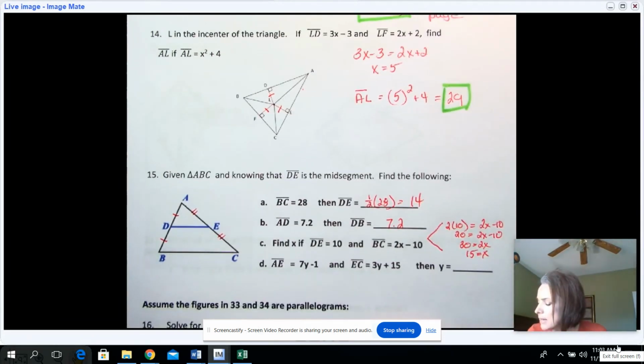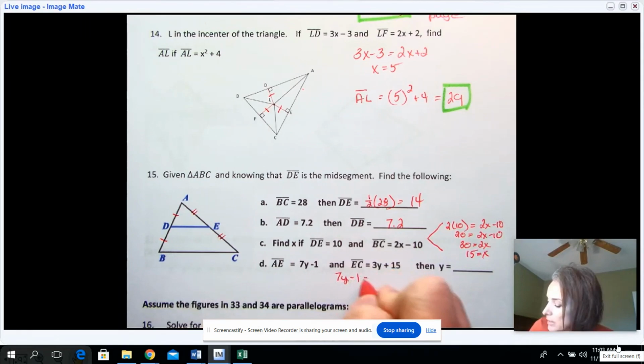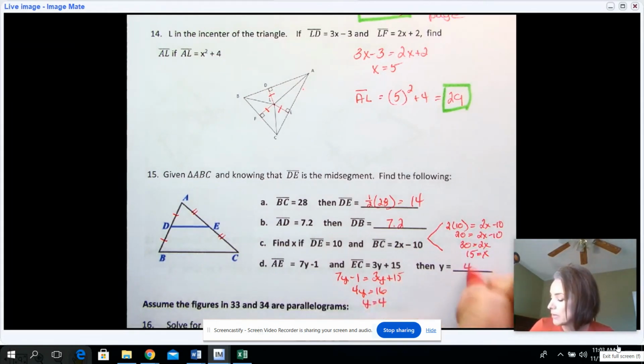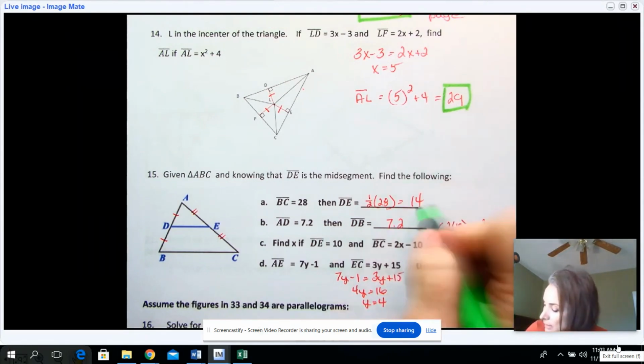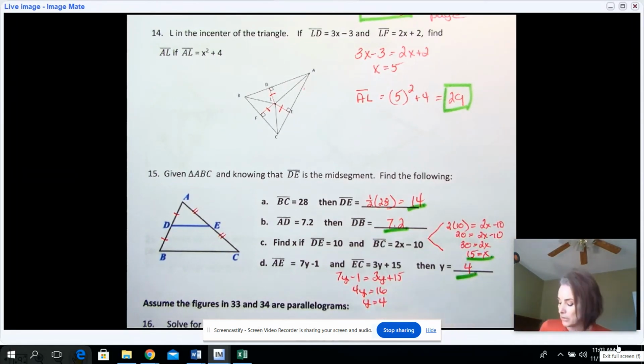And then AE and EC, we know AE and EC are congruent because that's the midpoint. So now we would say 7y minus 1 equals 3y plus 15. Subtract 3y to give you 4y. Add 1 to give you 16. 16 divided by 4 is 4. So y is 4. So there you go. So A is 14, B was 7.2, C is 15, and then D is 4.